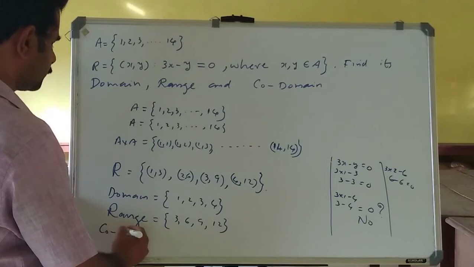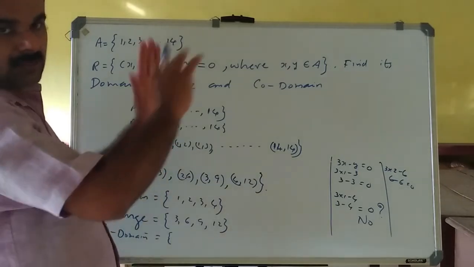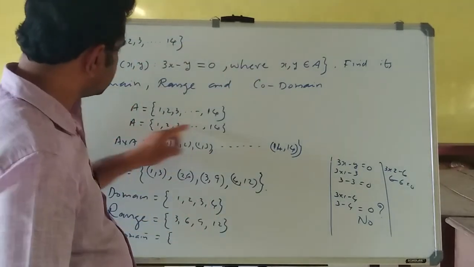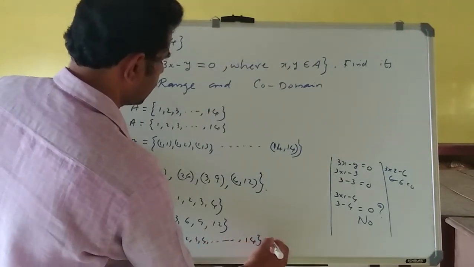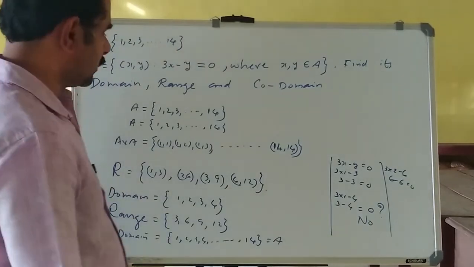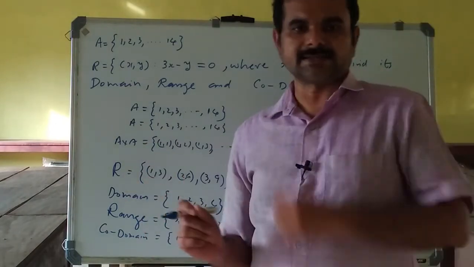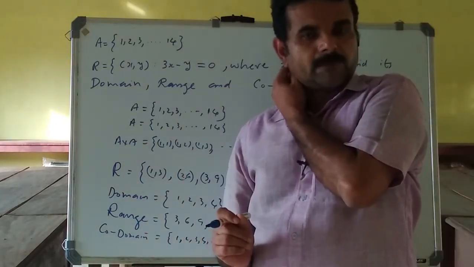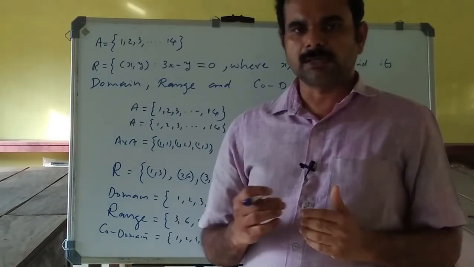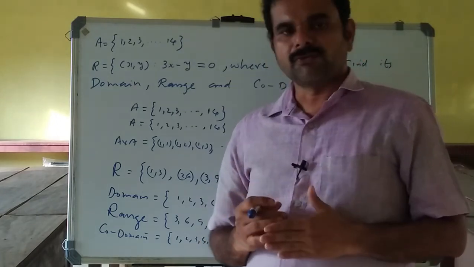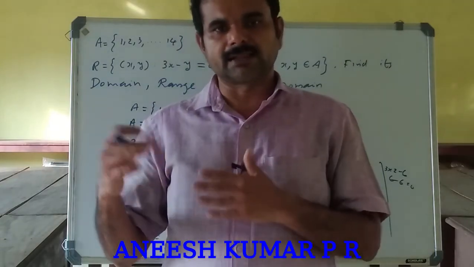Then codomain means what? The full second set. That is A, the set 1, 2, 3, 4, and so on up to 14. That is A itself. So these are the domain, codomain, and range of a relation. Okay. So these are all about relations. Actually, this is a continuation of the first chapter, sets. Now we are winding up this chapter here, and we will meet again with another topic in another class. Okay, thank you.